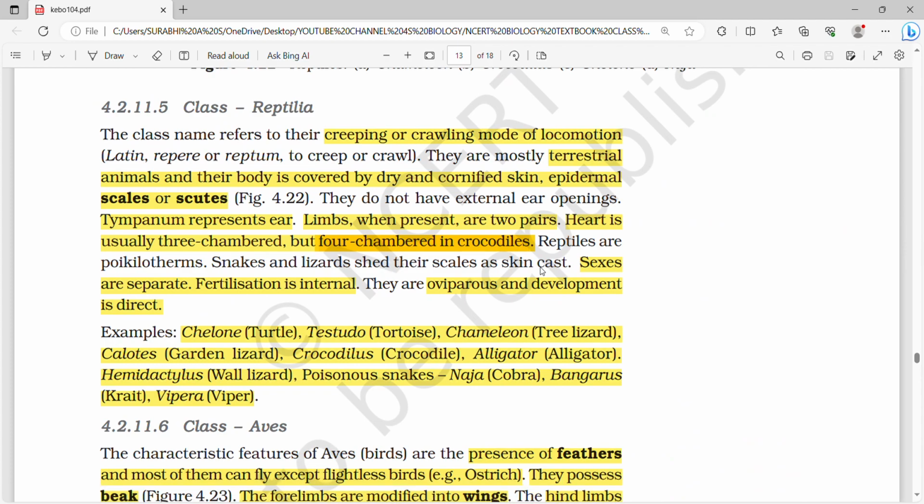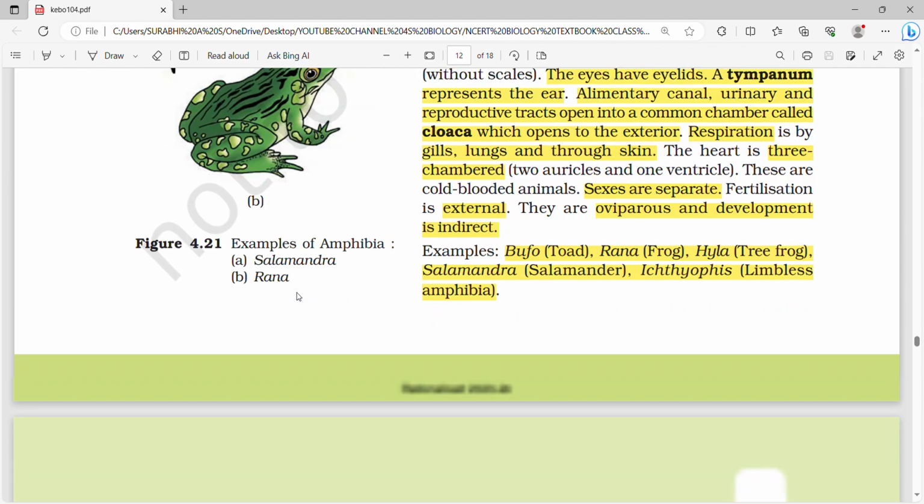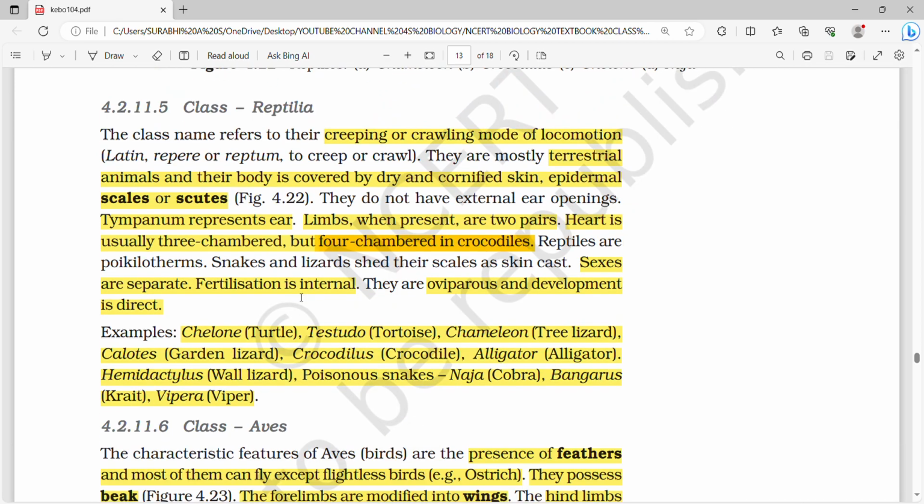Next, moving on to class Reptilia. Reptilia refers to their creeping or crawling mode of locomotion. They are terrestrial animals and their body is covered with dry and cornified skin which has epidermal scales or scutes. The tympanum represents the ear here also, as in class Amphibia. Limbs, when present, are two pairs.